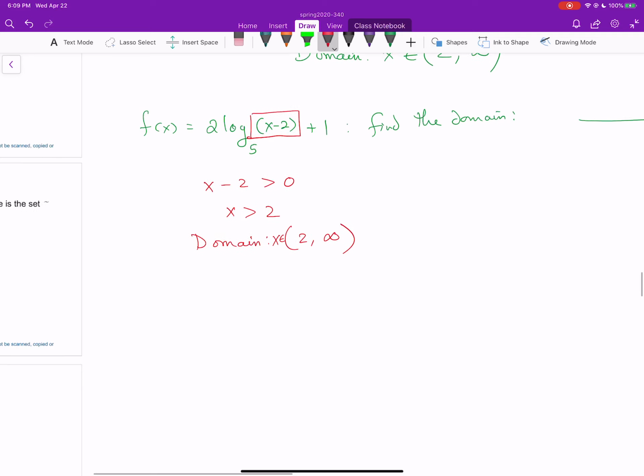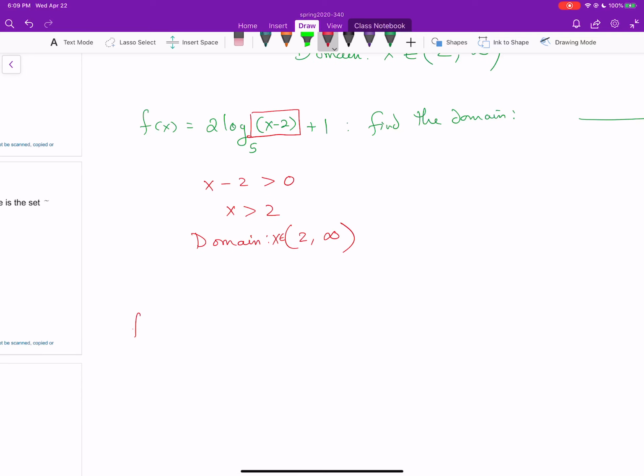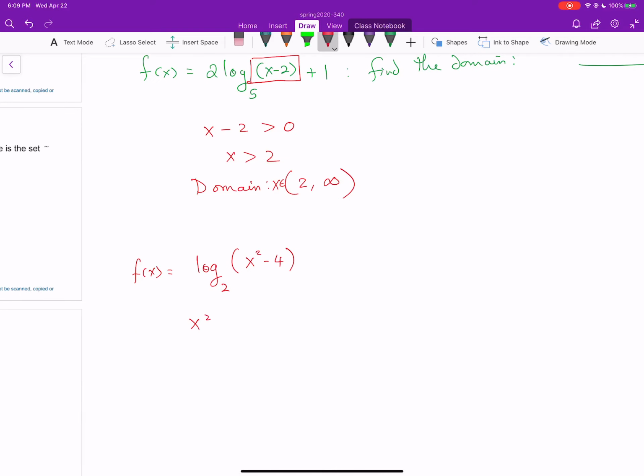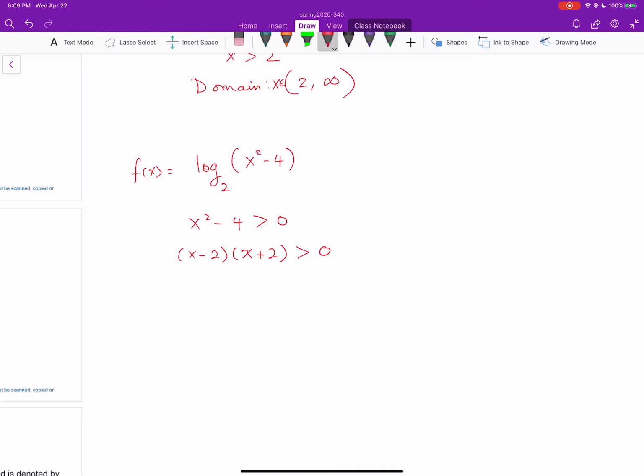All right, so let's look at a quick example. If I have f of x equal to log base 2 of x squared minus 4, that's my function. To find the domain, I need to set x squared minus 4 greater than 0. To do this, I rely on my experience from 330 to help me solve this. So here I can put it on the number line.